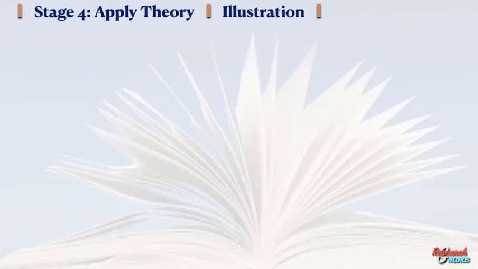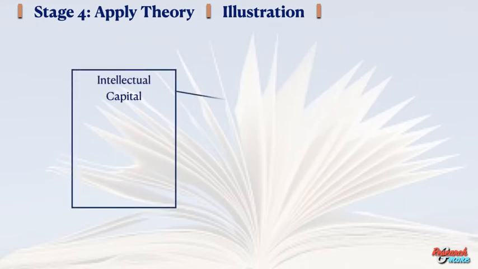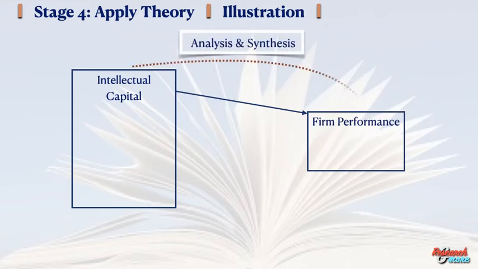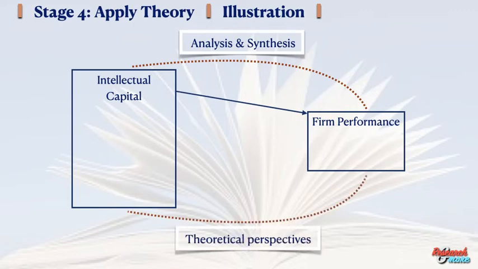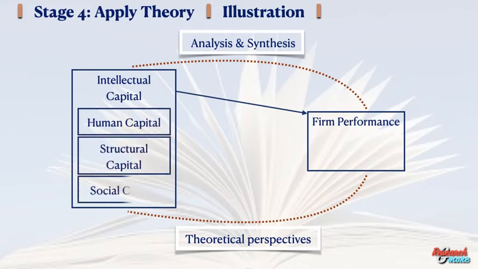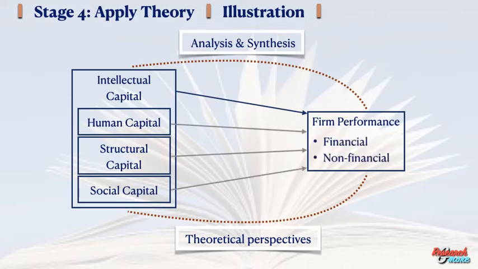To provide a stronger support for your thesis, the relationship between intellectual capital and firm performance must be supported by the analysis and synthesis of the literature and the application of theoretical perspectives. Your ideas around intellectual capital and its dimensions and firm performance and its dimensions must be integrated around the thesis and supported by the literature. Your arguments in establishing each relationship must be supported by the theoretical perspectives of the literature from several sources.